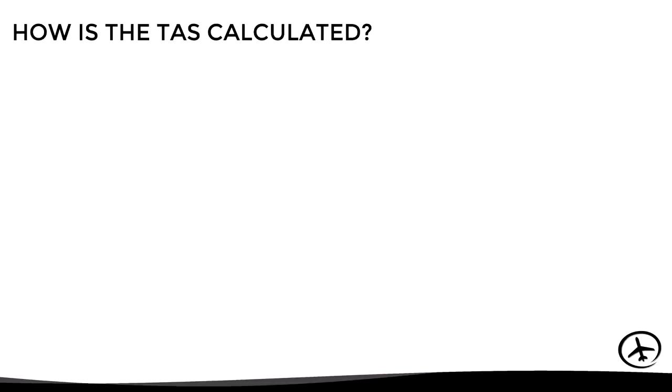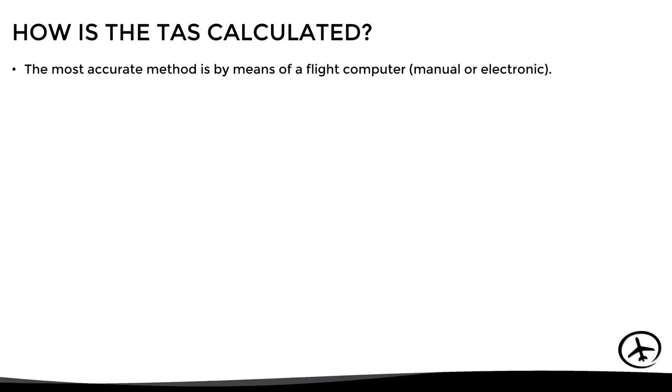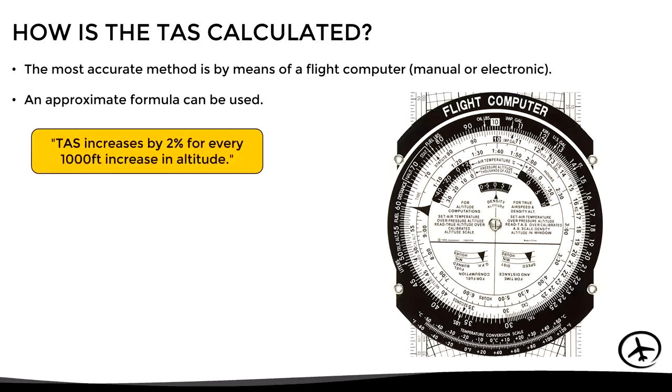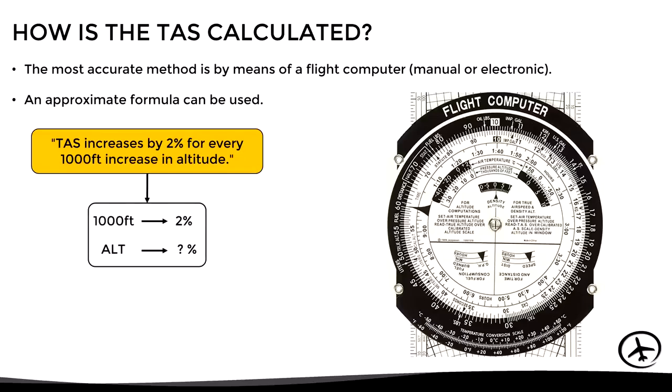Well, there are two main methods. The most precise is by means of a flight computer, either manual or electronic, but we are not going to get in detail with it. The other method is by means of an approximate formula, and it is based on the rule of thumb which says that the true airspeed increases by 2% for each 1,000 feet of altitude increase. So knowing this, we can apply a simple rule of 3 to determine the percentual increase of the true airspeed at a certain altitude. Let's see these two methods by means of an example.